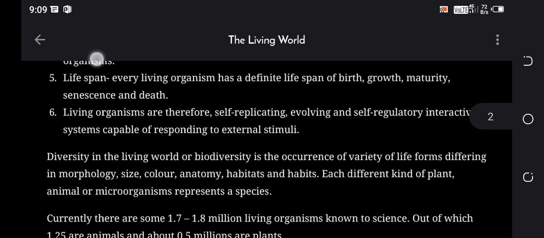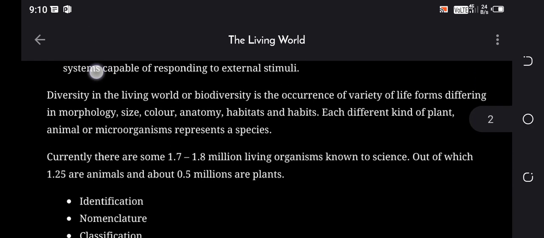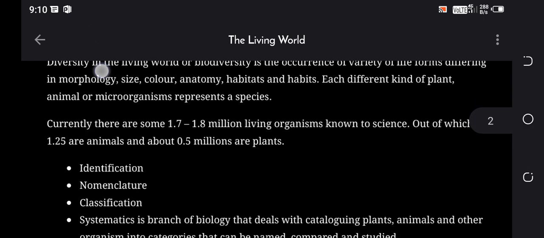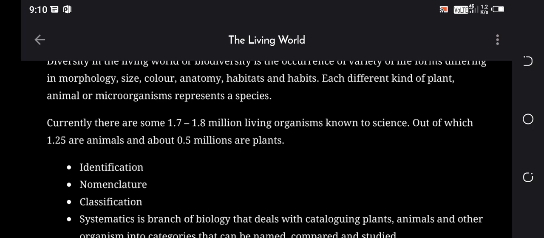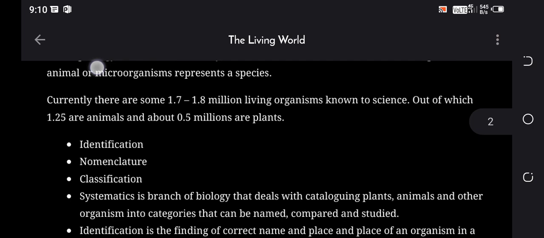Diversity in the living world, or biodiversity, is the occurrence of a variety of life forms differing in morphology, size, color, anatomy, habitats and habits. Each different kind of plant, animal or microorganism represents a species. Currently there are 1.7 to 1.8 million living organisms known to science, out of which 1.25 million are animals and about 0.5 million are plants.